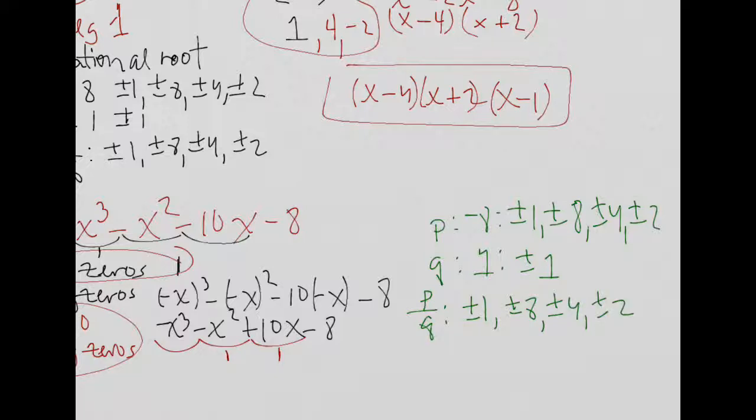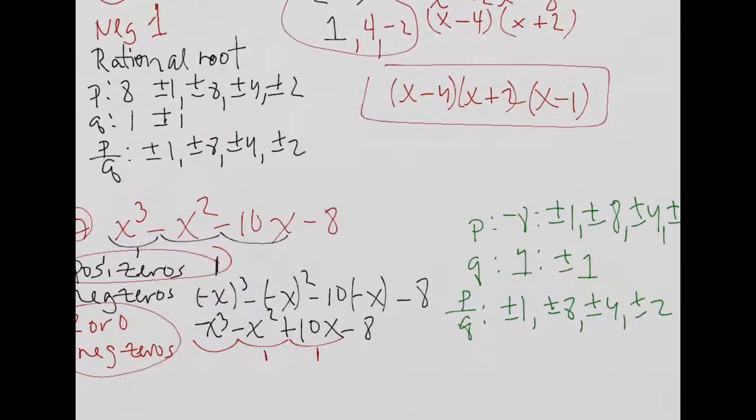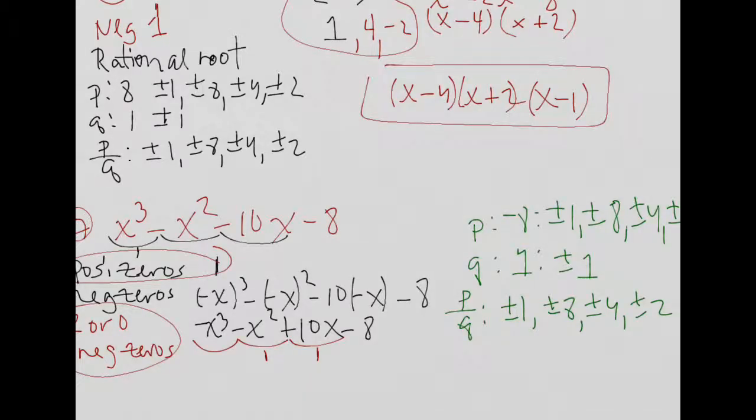Okay, so now let's go ahead and do our synthetic division and see which one works. I got 1, -1, -10, -8. Is that right? Yes. 1, -1, -10, -8. Okay. So let's try 1 again. See if that one works. Bring this down. 1 times 1 is 1. That's 0. 0. -10. Nope, doesn't work. That gives me a -18.